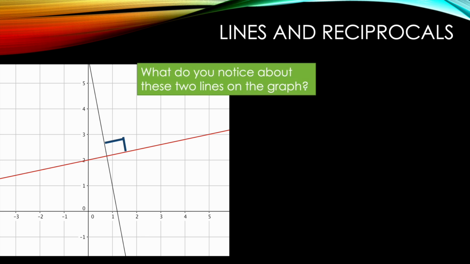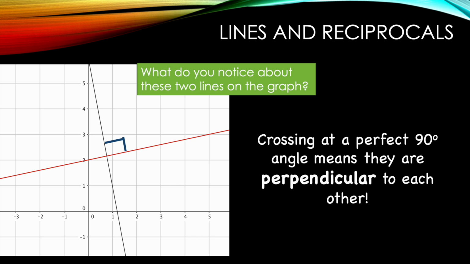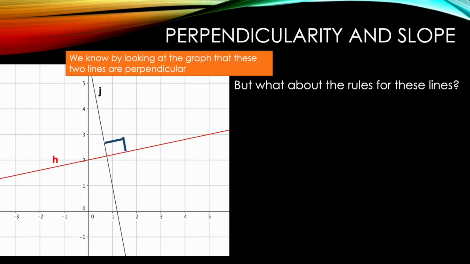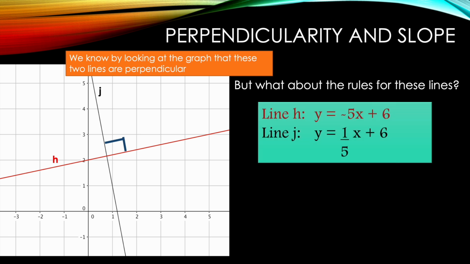Why is this important? Now, here on a graph, I've given you two linear functions that happen to cross at some form of right angle. This also means that they are perpendicular to each other when you cross at a perfect 90-degree angle. In terms of their slope, I know that there's lines H and J, and I know that they are perpendicular to each other. What exactly does this mean for their rules or their function equations?